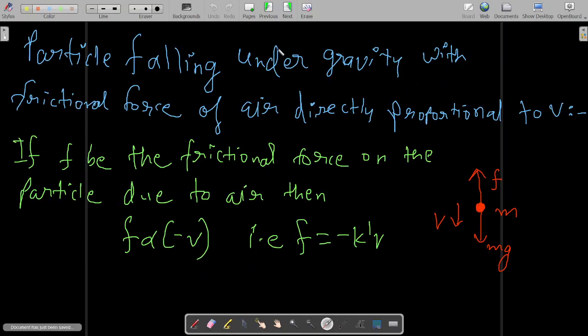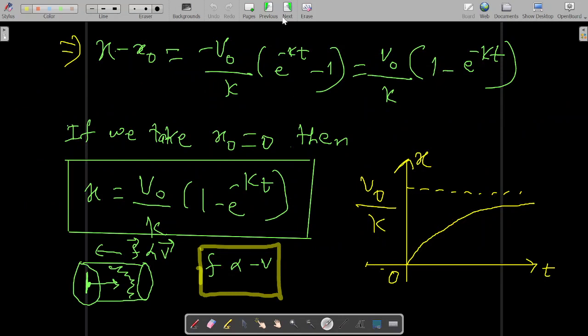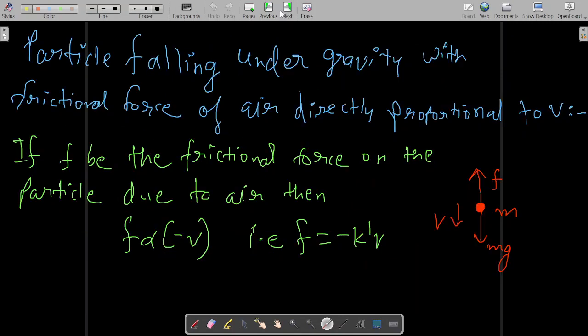So we will learn about particle under gravity in the next class.